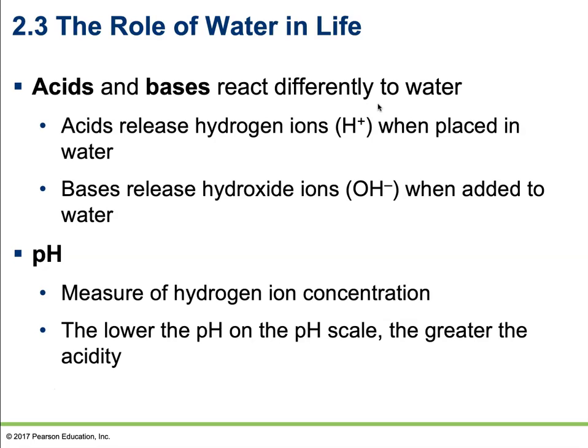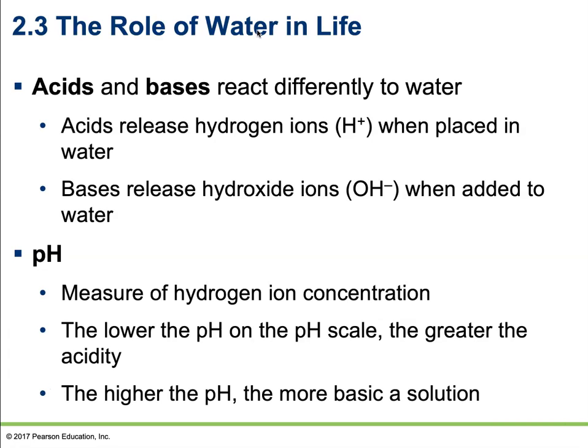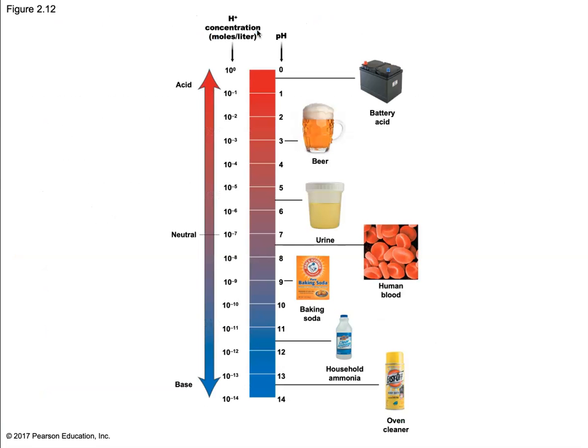Does anybody know what substance we have been talking about this whole time that has a pH of 7? Yeah, very good. Water. Water has a pH of 7. Since water dissociates evenly into hydrogen and hydroxide ions, it is considered neutral at a pH of 7. Anything below a pH of 7 is considered acidic. Anything above a pH of 7 is considered to be basic. So the lower the pH on the pH scale, the greater the acidity, the higher the pH, the more basic a solution.